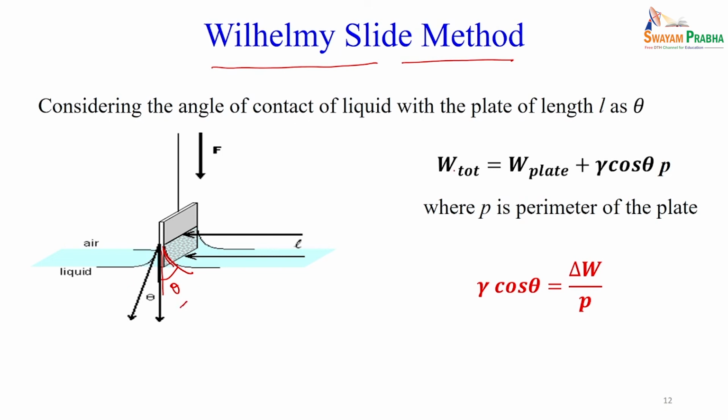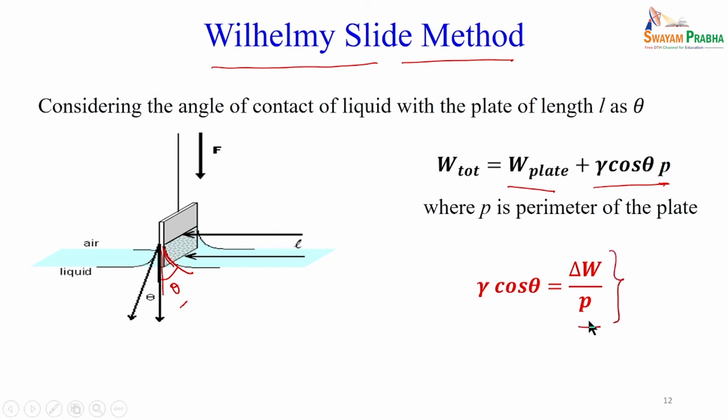So, if you remember, the total weight will be the weight of the plate plus the resistance coming from the surface tension. So, that is gamma cos theta into P, where P is the perimeter of the plate. Now we can just rearrange. So, it will be gamma cos theta is equal to delta W upon P.